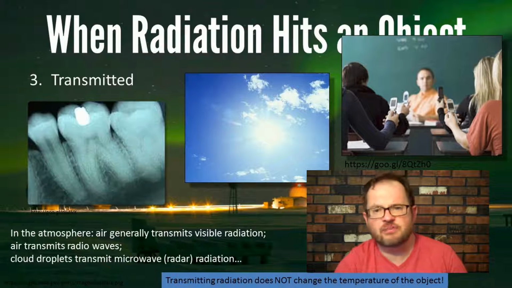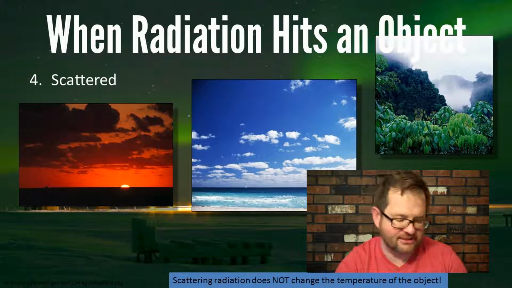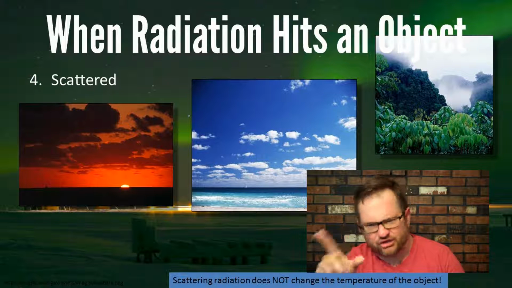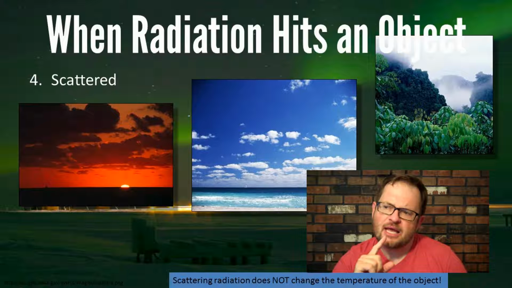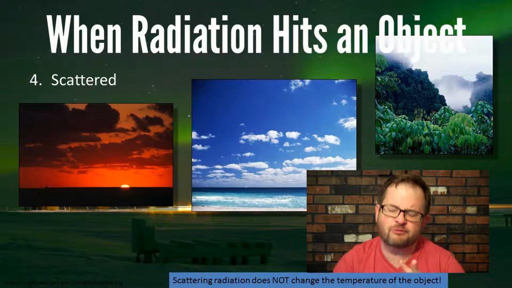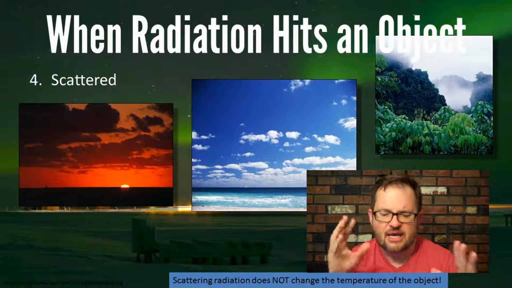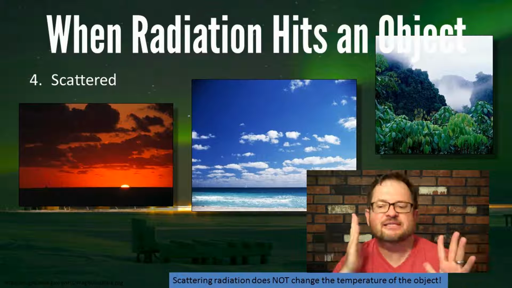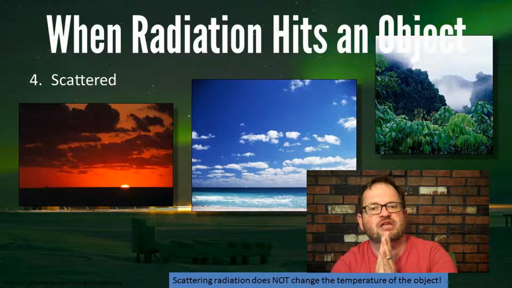ARTS. We have one other thing apparently that can happen when radiation hits an object, and that is scattered. Now scattered is actually very, very similar to reflected. In fact, some textbooks would put these two things together, but from the point of view of meteorology, there's actually kind of a difference. When radiation hits an object and is scattered by that object, that means it is kind of like it's reflected, but it's sent off in a new direction.